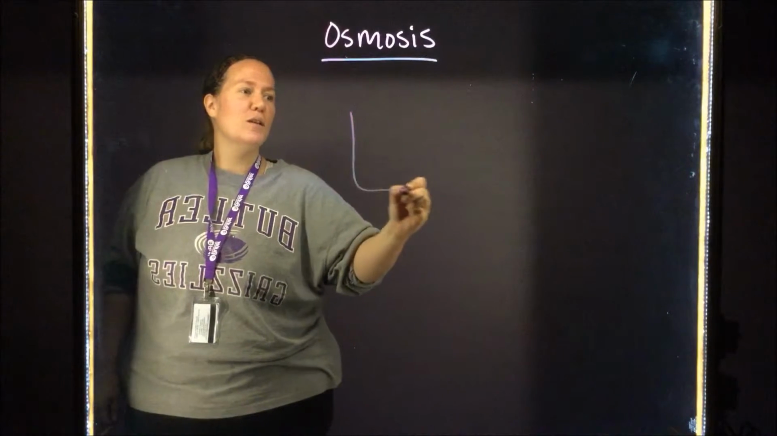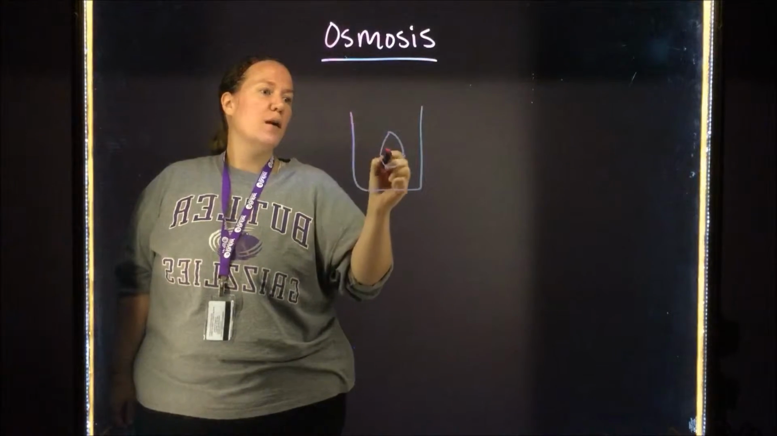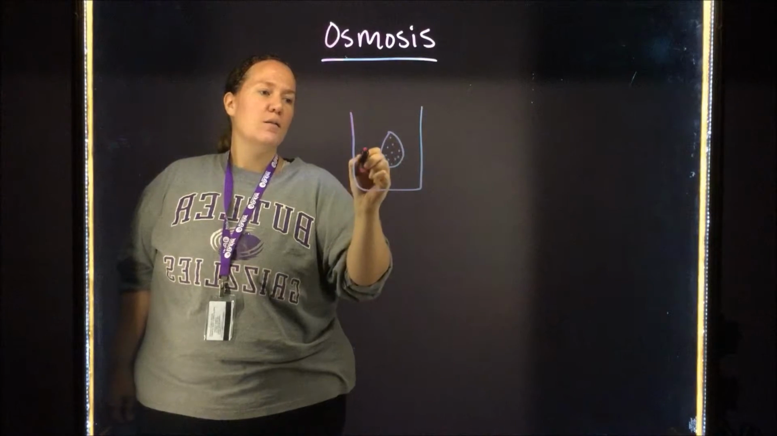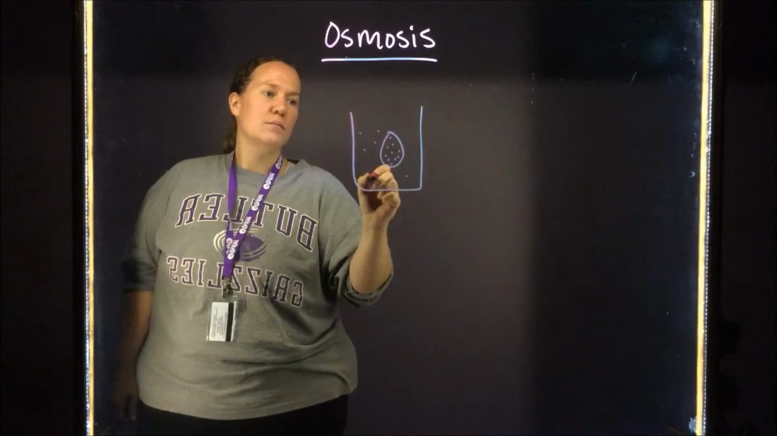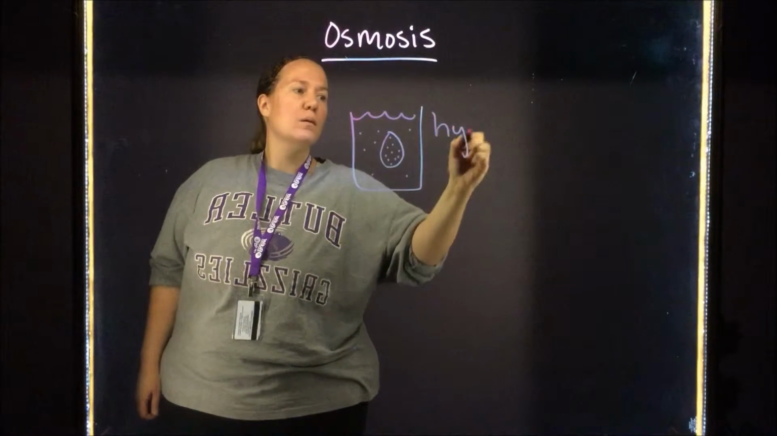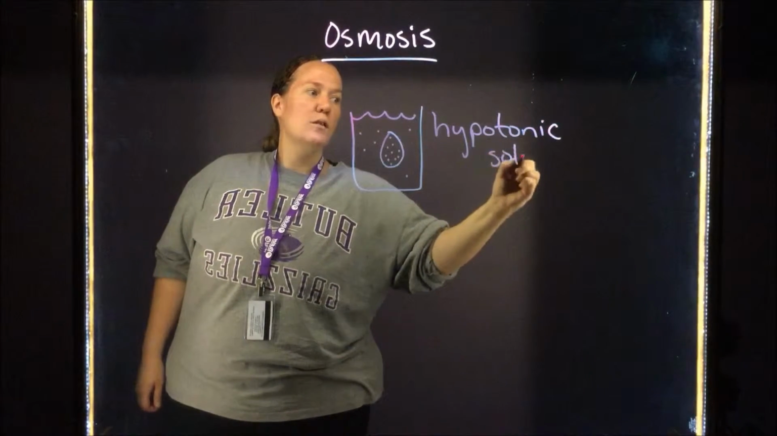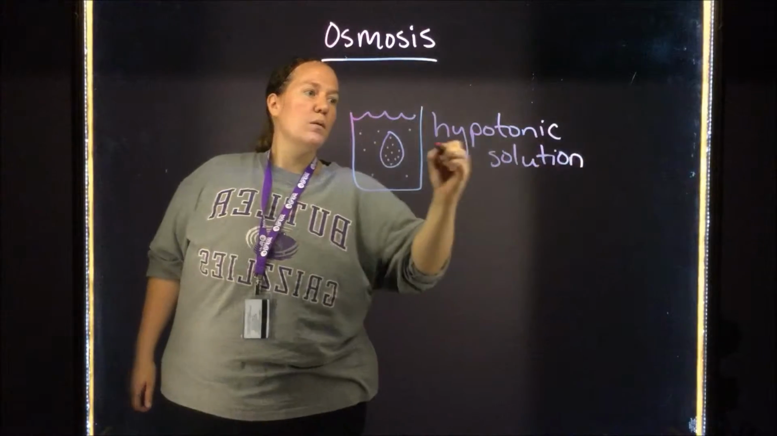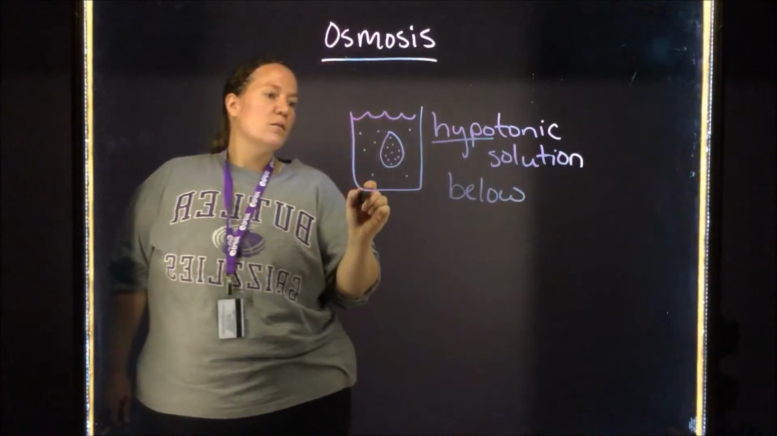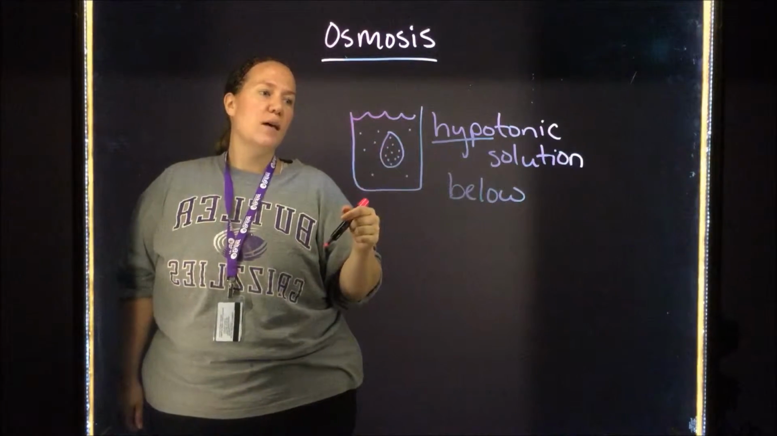Okay, we're going to continue on with hypotonic. So we're going to redraw our cell now with a lot inside and a very little bit outside. So that's our solution. Now we're hypotonic solution. Okay? So hypo means below. So there's less going on outside the cell than there is inside the cell.